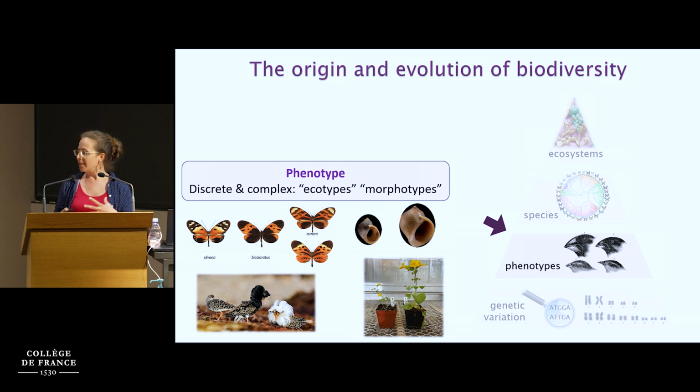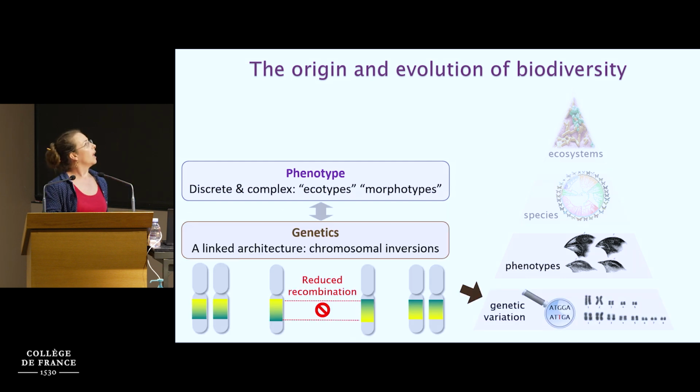Very often when we think about phenotypes or traits, we consider quantitative variation. But we know that there are some very discrete phenotypes, some syndromes that have been presented earlier. Here are a few quite famous examples of ecotypes or morphotypes. The ruff has already been presented, but I'm showing you these beautiful butterflies, the mimetic morphs of Heliconius numata, but also ecotypes of Littorina or plants. In all of those examples, and many more, we see these discrete and complex types associated with a specific genetic architecture, which is chromosomal inversion.